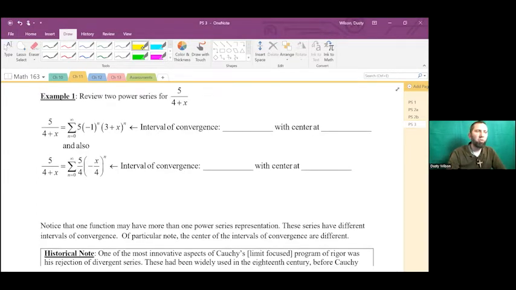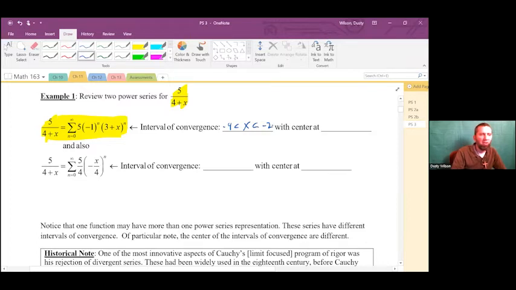Example 1. Review two power series for 5 over 4 plus x. You may recall that 5 over 4 plus x was one of the examples we looked at in a previous example. And we found earlier, or we at least claimed earlier, that this was equal to the sum from n equals 0 to infinity of 5 times negative 1 to the n times the quantity 3 plus x to the n. Earlier, we found that the interval of convergence for this was negative 4 less than x less than negative 2.